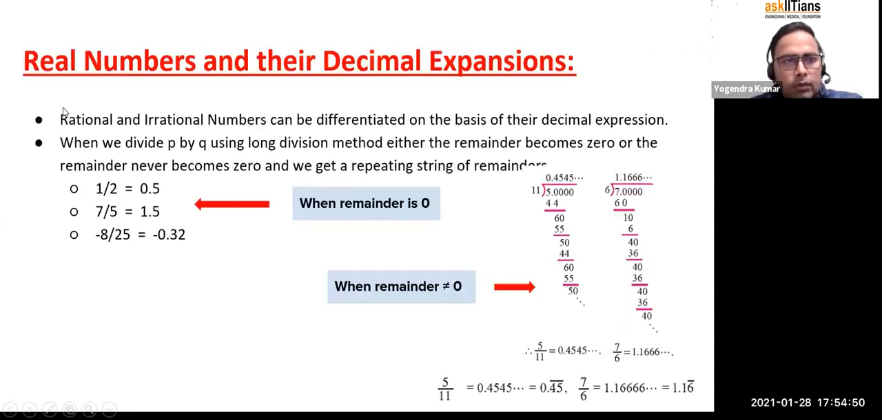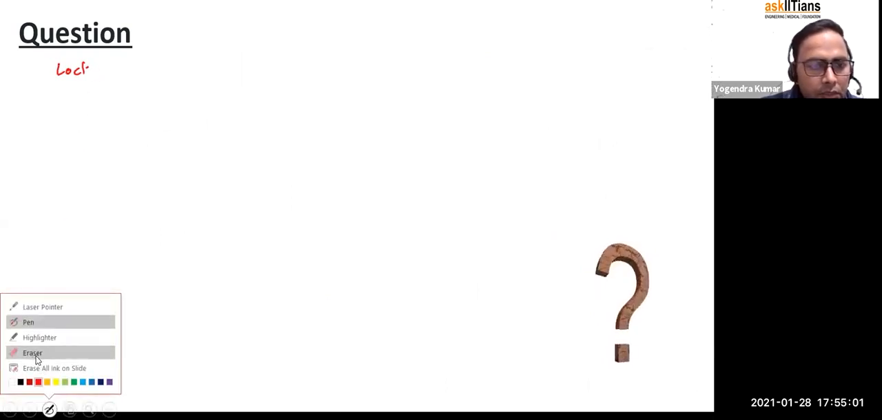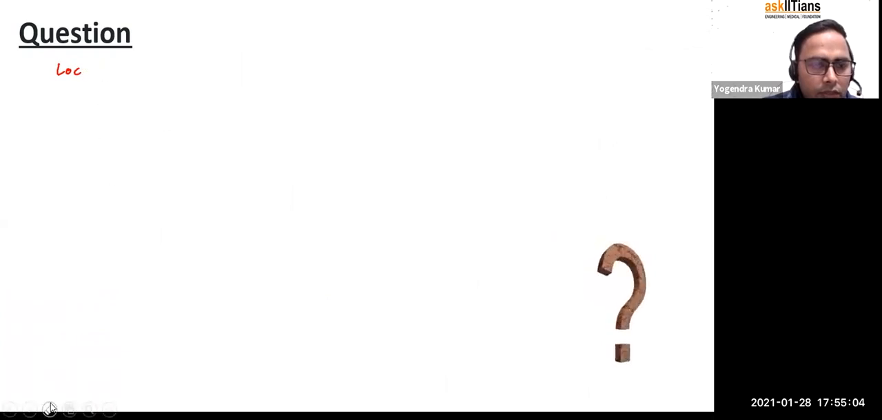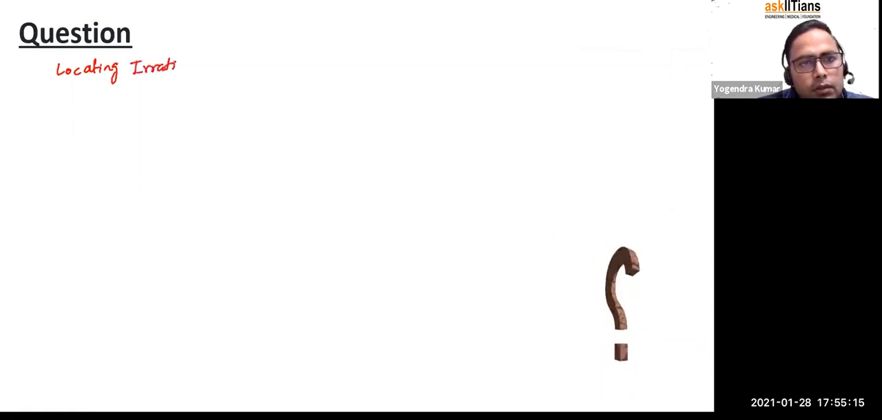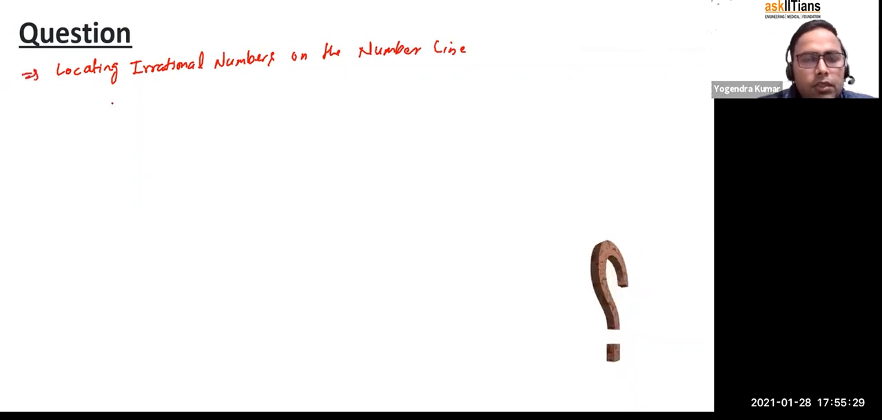As we have seen last class, representation, like locating, what should be the topic name here? Locating irrational numbers on the number line. That is what I want to cover in this chapter. I want to cover locating irrational numbers on the number line first. This is what we want to see here.